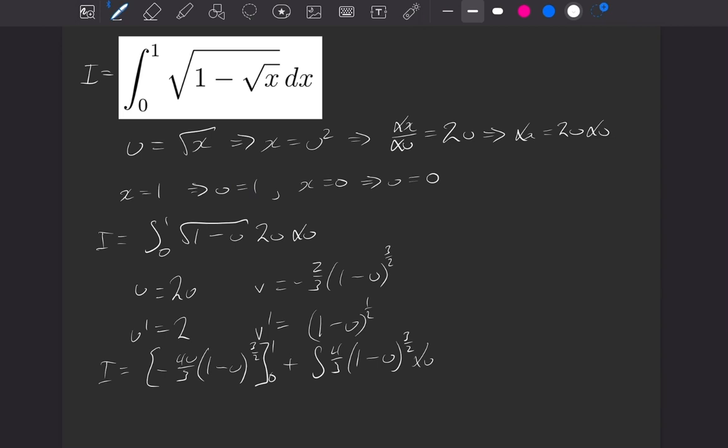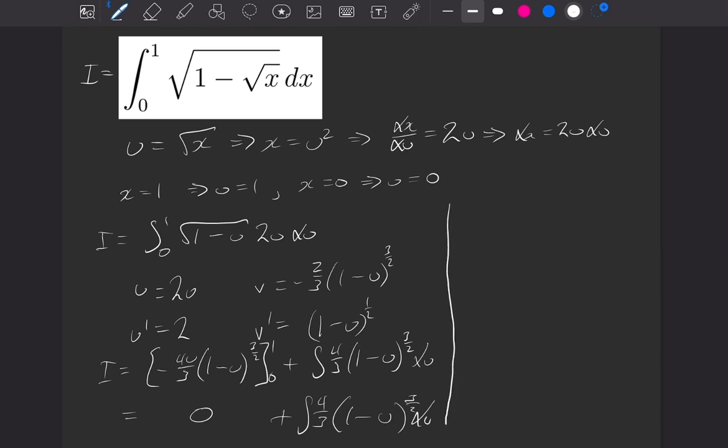If we just plug in our numbers into the first part over here, this little bracket, well, when we plug in 1, we'll have 1 minus 1 is 0, and everything's multiplied together, so the whole thing is 0. When we plug in 0, we'll have 0 on the front, and because it's, again, all multiplied together, it will be 0 again. So the whole thing is just 0. This integral will come with us, 4/3, 1 minus u to the 3 on 2 du.